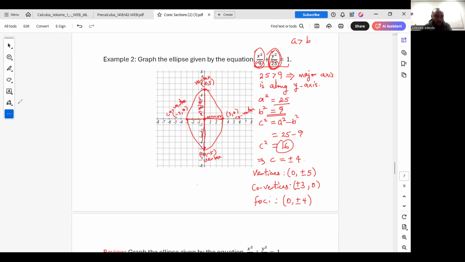Oh, one more thing that we cannot leave out is the focus. So we have one at 0, 4, and 0, negative 4. So that is focus, focus.